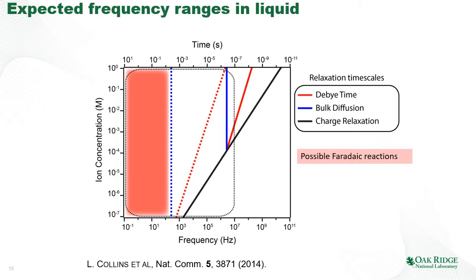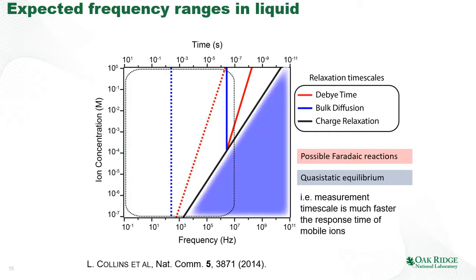So if we operate at very low frequencies, of the order of tens of seconds, so with a time scale from tens of seconds to tens of milliseconds, this is the regime of the possible Faradaic reactions. And the reason why we think that this is the regime for possible Faradaic reactions is because this is the time scale for ions to reach from the tip to the surface.